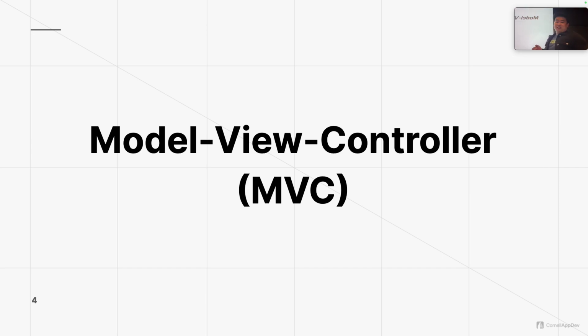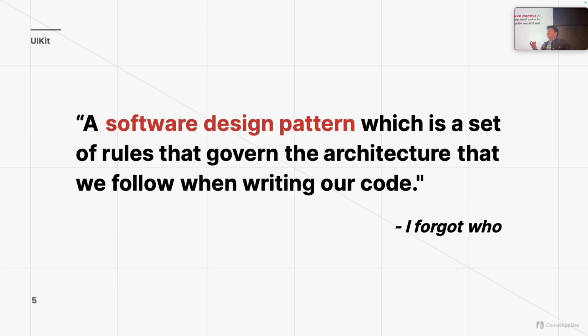We're going to start with a quick definition here from someone, I forgot who. MVC is a software design pattern, which is a set of rules that govern the architecture that we follow when writing our code. In other words, it's not really a physical thing, more so a concept that we follow throughout development that allows us to organize our code so that we can ideally update our views according to the data that we receive.